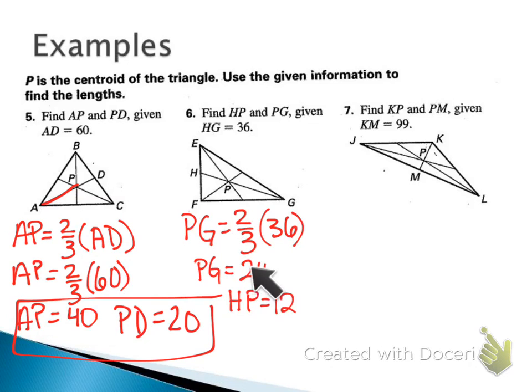We can double check ourselves by adding those back together. We should get 36, do we? Yes, we do. So we know we got those correct. That's how you check it. Those two pieces added together should equal back up to the whole thing.